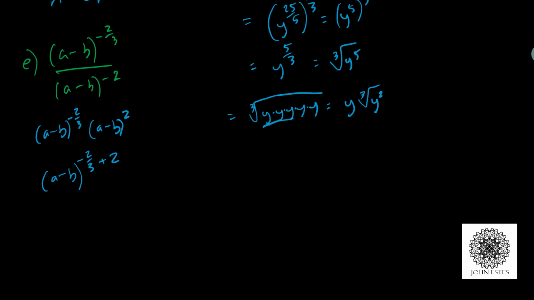Okay, now on the side here, I'm going to do a little bit of scratch work. Negative 2/3 plus 2 is the same thing as negative 2/3 plus, getting a common denominator, multiplying by 3 over 3 here, I get 6 over 3, so I end up with 4/3. So that means I have a minus b to the 4/3 power. And you could write that as the cube root of a minus b raised to the fourth power if you want, or you can just leave it like this.